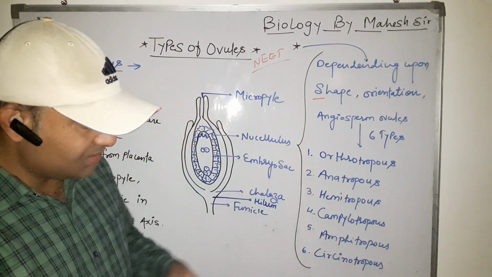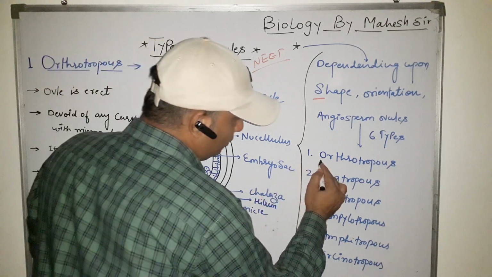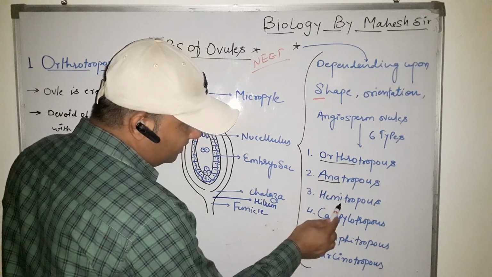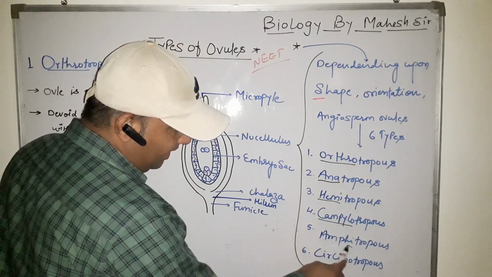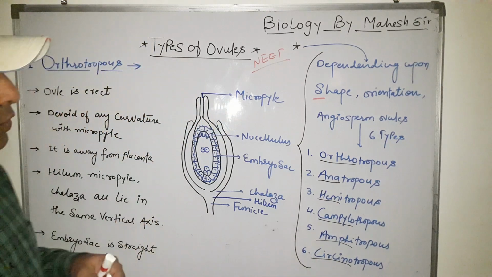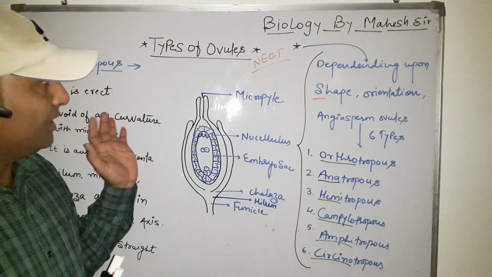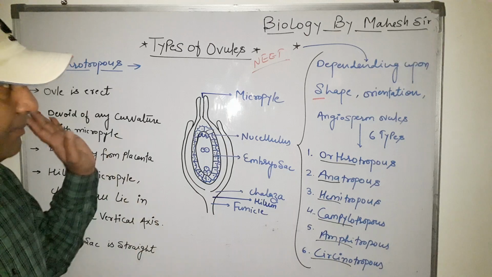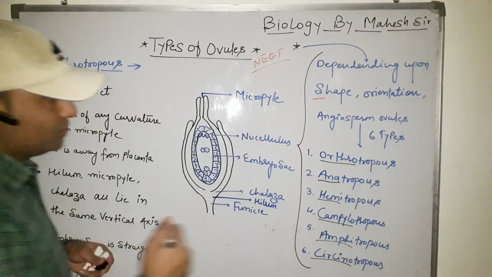Again, repeat: first is called orthotropous, second is anatropous, third is hemitropous, campylotropous, amphitropous and circinotropous. Total 6 types of ovule in angiosperm plants. Clear? Now one by one we will take the explanation and then the diagram and the example of ovule. Now first we take the first ovule, which is orthotropous.